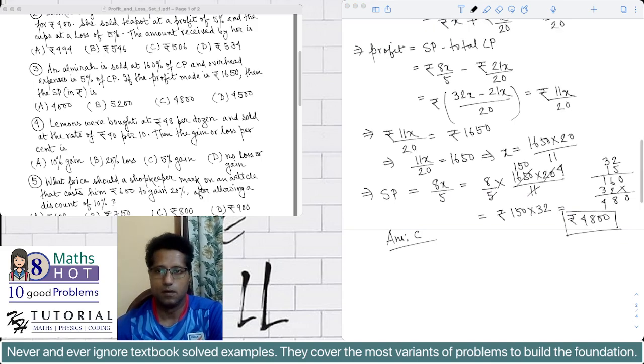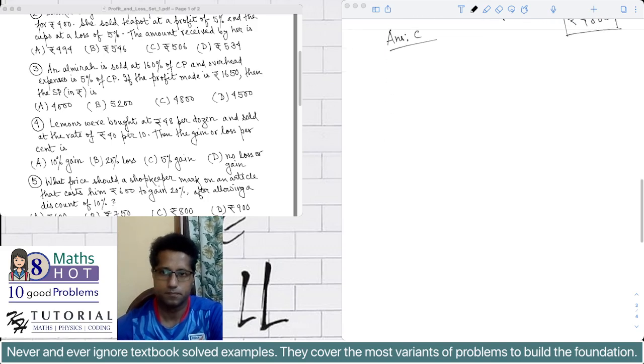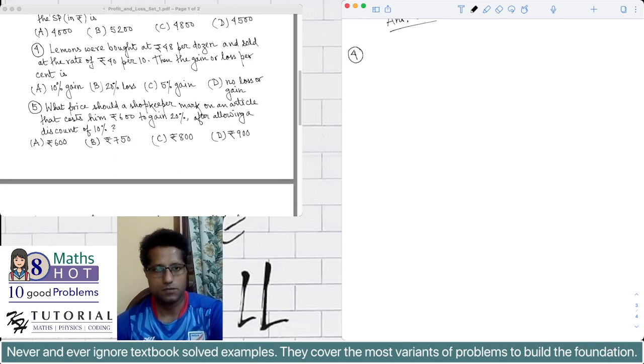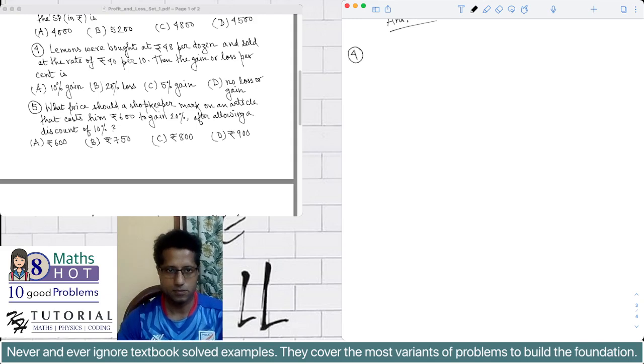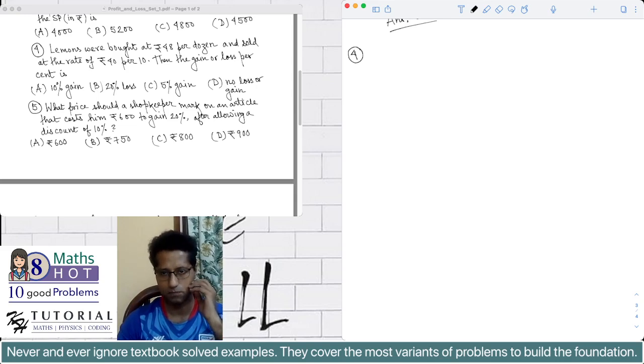Okay, let's do problem number 4. Lemons were bought at rupees 48 per dozen and sold at the rate of rupees 40 per 10. That is, the selling price of 12 lemons was rupees 48, and the cost price of 12 lemons was rupees 48, and the selling price of 10 lemons was rupees 40. We have to find the gain or loss percent.